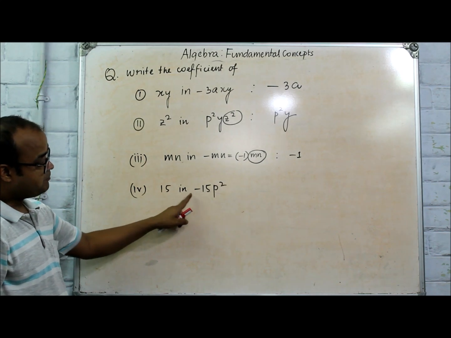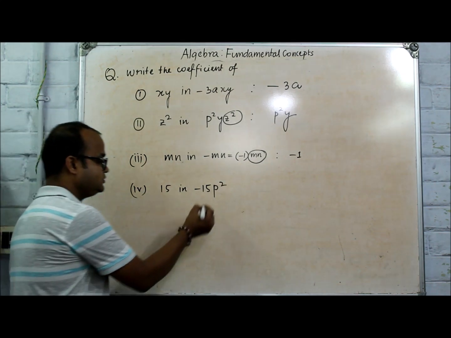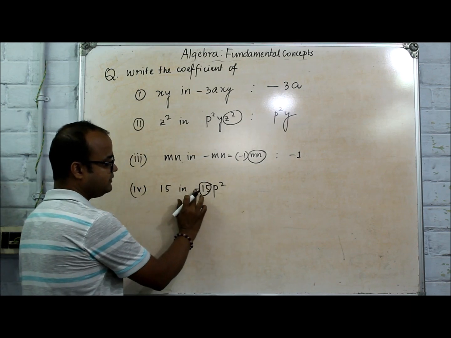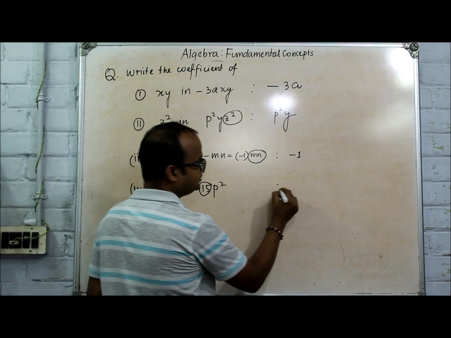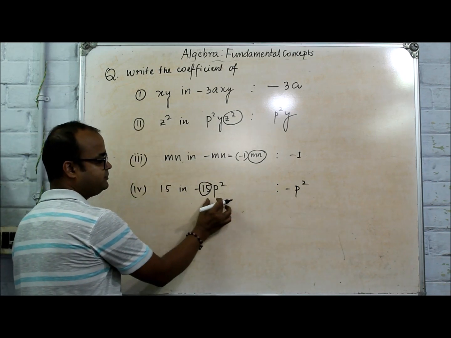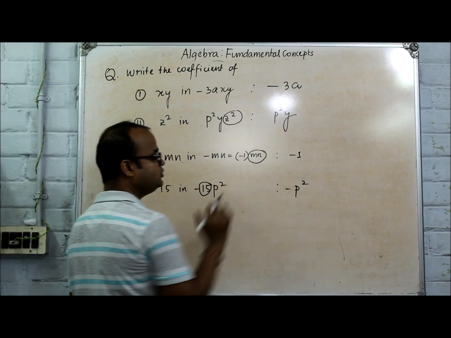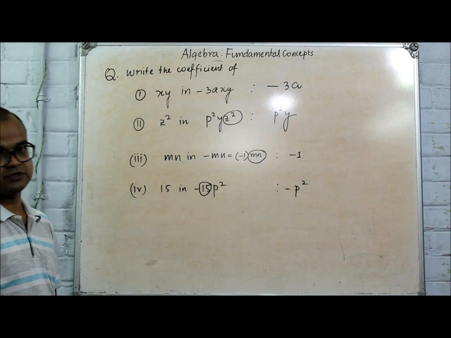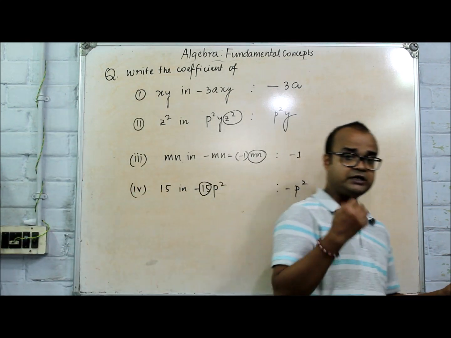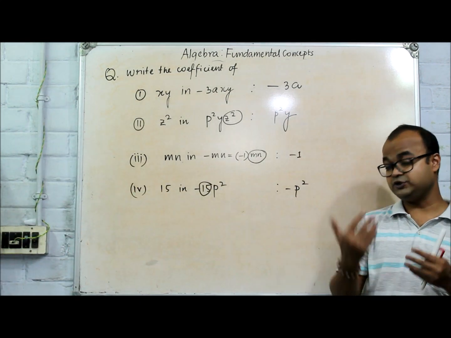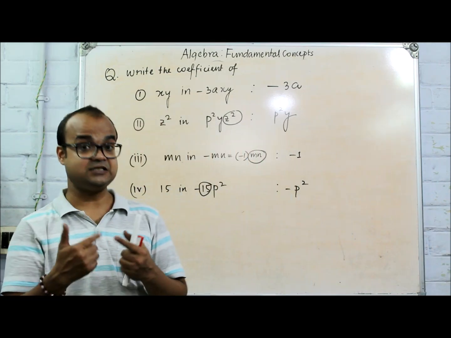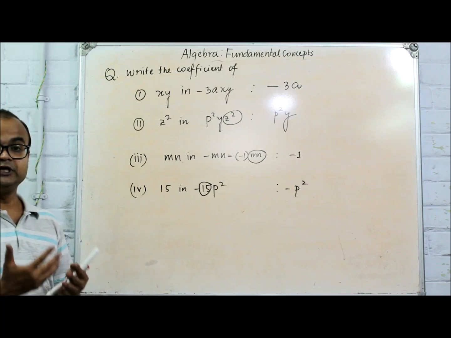15 in minus 15p square. If I hide this 15, what is the term left? Minus p square. So the coefficient of 15 in minus 15p square is equal to minus p square. Finding the coefficient is very easy. Whatever term you need to find the coefficient of, hide that term, and what is left is the coefficient.